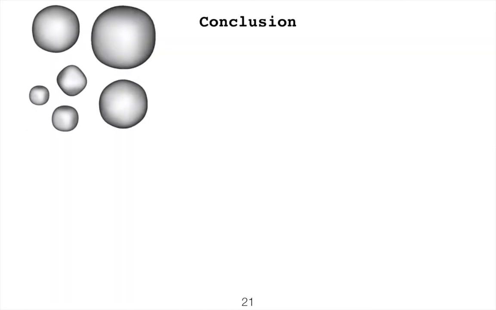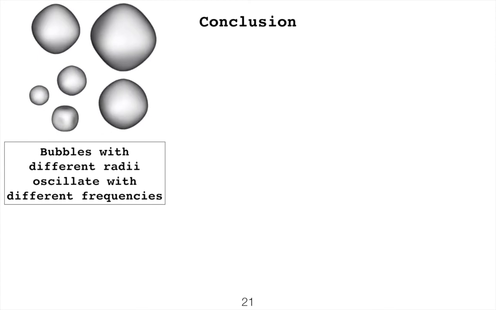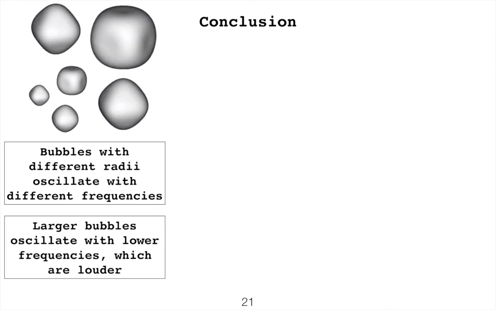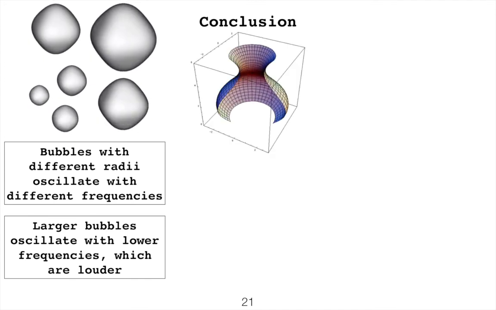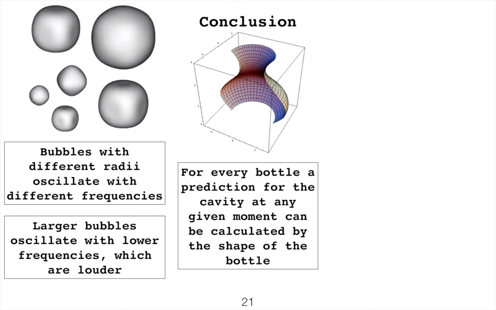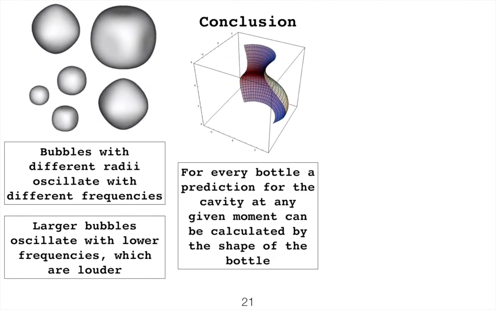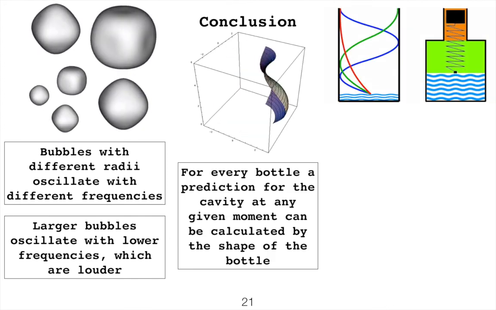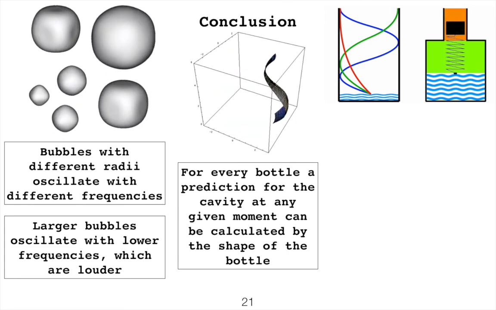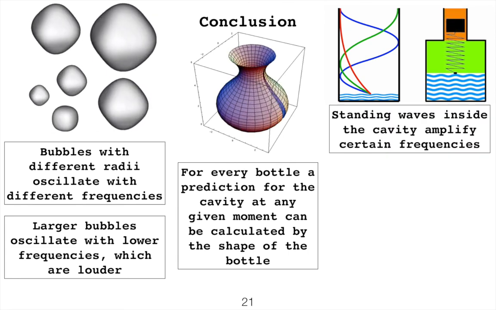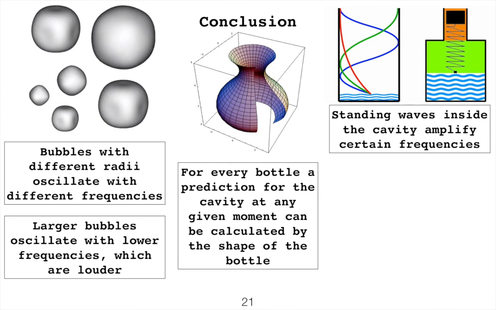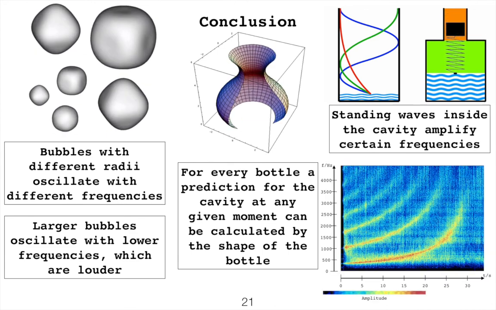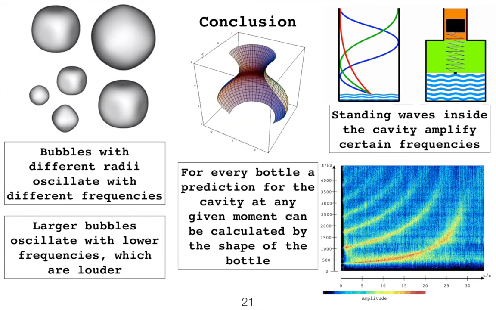So in conclusion, we can say that the oscillation of the different bubble radii determine their frequencies, and the larger bubbles with the lower frequencies are much louder. By modeling our bottle as a solid of rotation, we can predict the water height for every moment in time. And with the Helmholtz resonance and standing wave model, we can then predict the frequencies for every moment in time and calculate these diagrams, which perfectly match our experimental data.